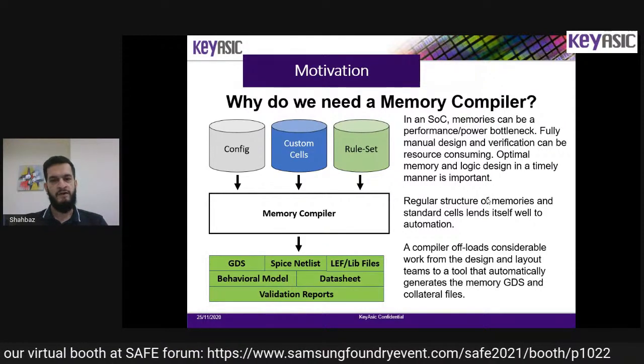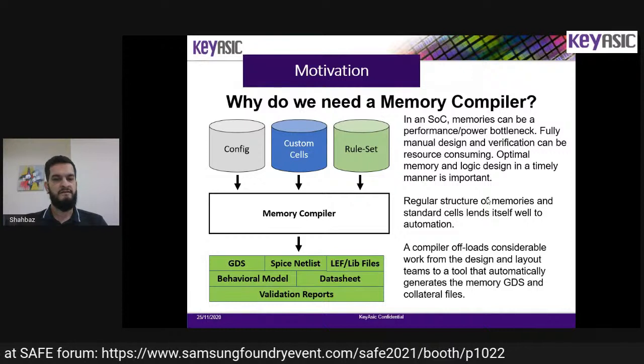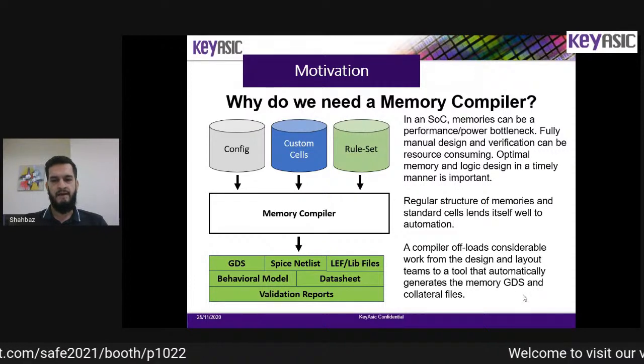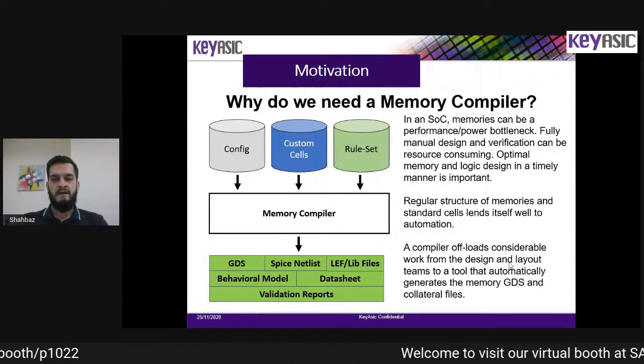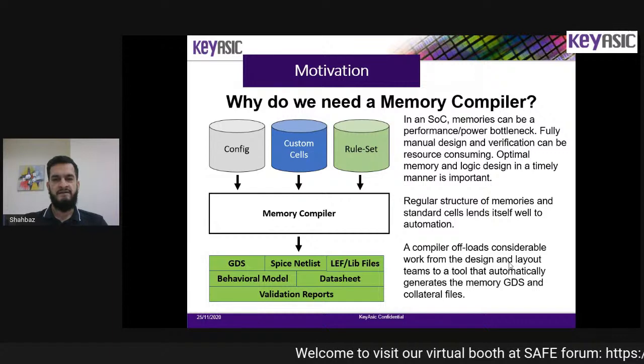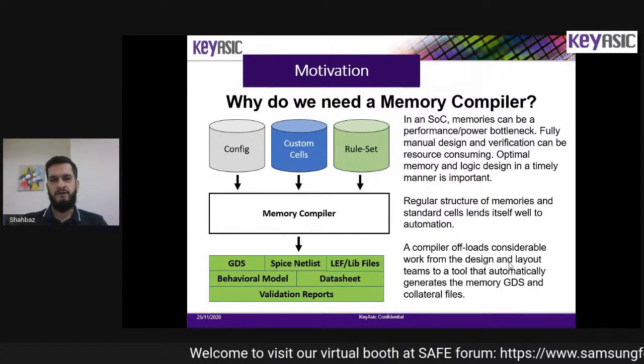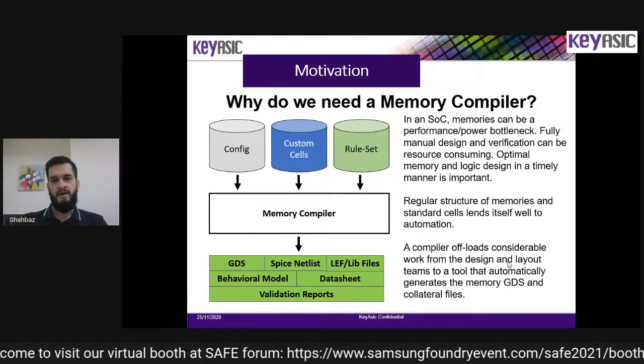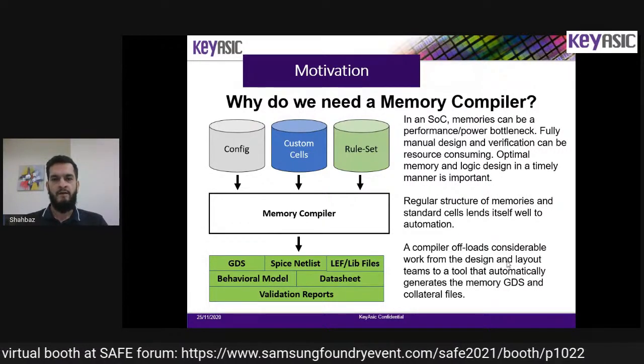So this can be exploited, right, as far as memories are concerned. And so the advantage of doing this would be that a memory compiler would actually offload considerable workload from the design and layout teams by automating most of the part of the memory compiler, right?